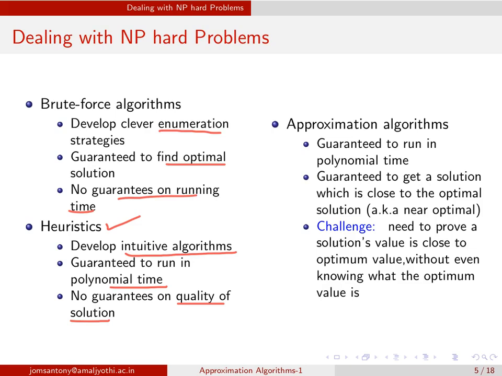Here comes the role of approximation algorithms. Approximation algorithms are guaranteed to run in polynomial time and are also guaranteed to get a solution which is close to the optimal solution. And the closeness is already defined. So there is a challenge. We need to prove that the solution's value is close to the optimal value without even knowing the optimal value.